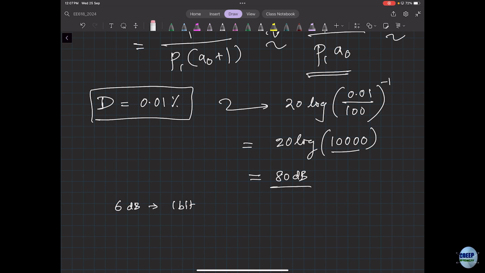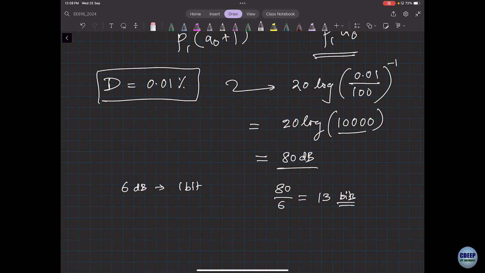So 80 dB, we are really doing paper napkin analysis here. You can go through the actual calculation and it will be slightly different, you know that, right? So we divide this by 6 dB. 80 divided by 6 is something like 13 bits, if I remember. So if you have a 13-bit A2D converter, then you need to resolve within 0.01%. Remember that. That's the connection I would like you to make. The settling time, D, and how long it's going to take, they are all connected together.